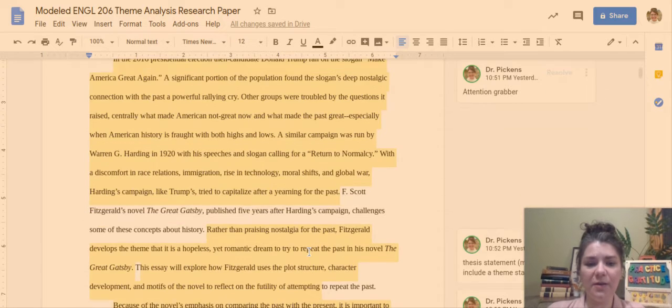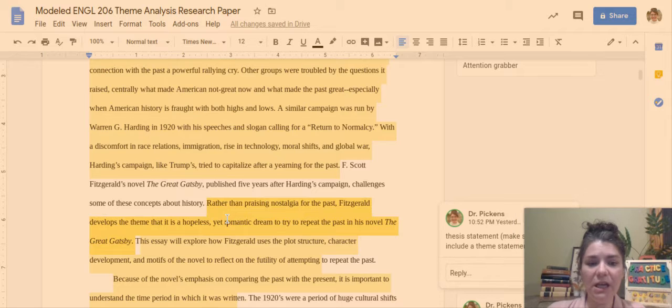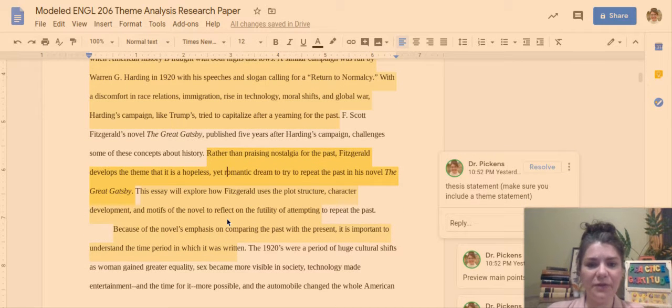Then I move on to connect this to The Great Gatsby, and then I have my thesis statement here. And this is my thesis statement: Rather than praising nostalgia for the past, Fitzgerald develops the theme that it is a hopeless yet romantic dream to try to repeat the past in his novel The Great Gatsby. Notice that I'm very specific about what the theme is, and I mentioned that Fitzgerald is developing this theme. That's really the heart of my argument here, that Fitzgerald as an author is being really intentional to develop this theme. And then I preview my main points.